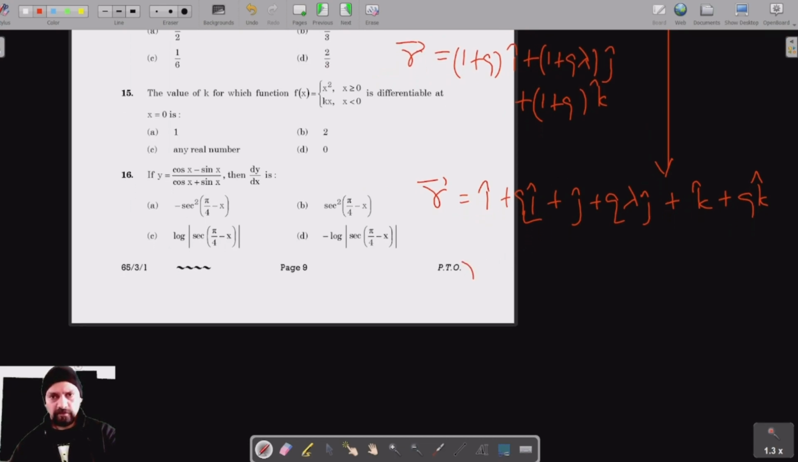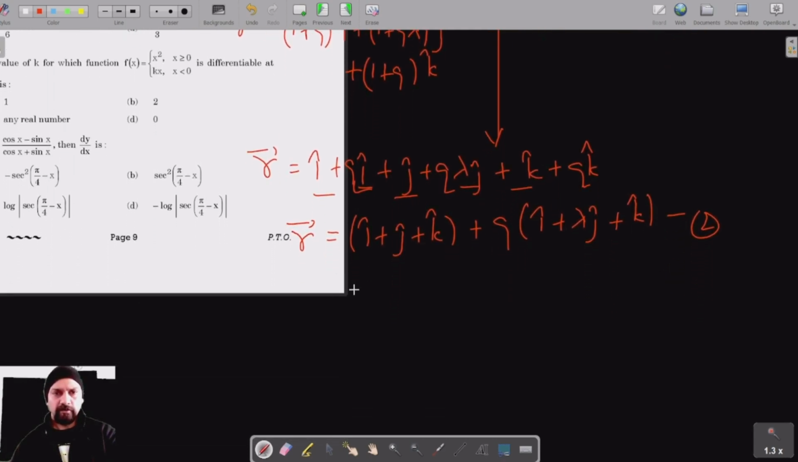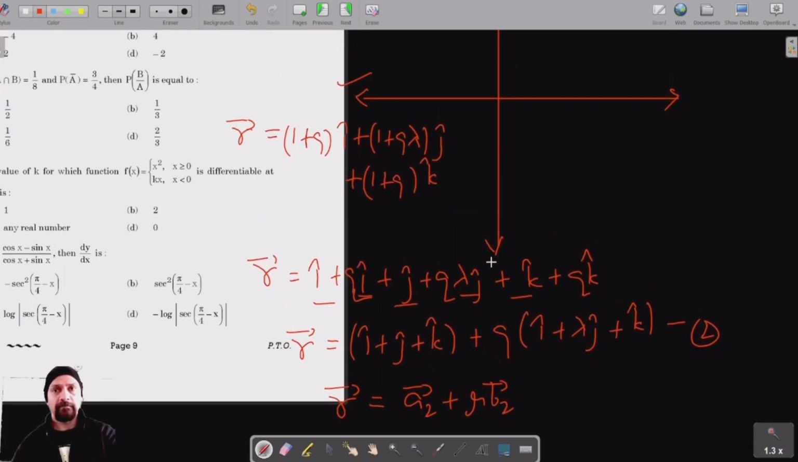Okay. So now r vector is equal to i cap plus j cap plus k cap plus q, where q is common, into i cap plus lambda j cap plus k cap. So this is the second equation. Now if we compare this with the vector equation, this is of the form a2 vector plus nu into b2 vector.